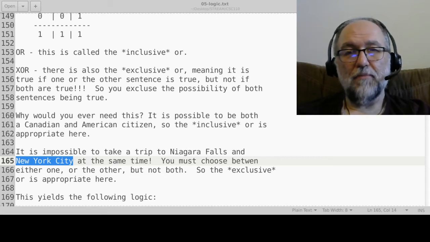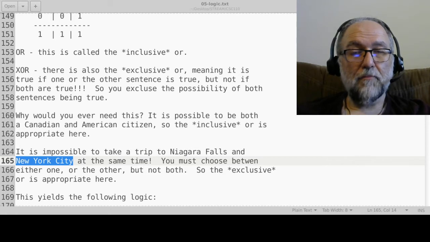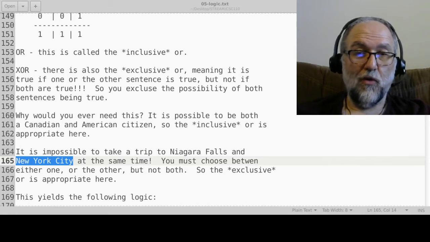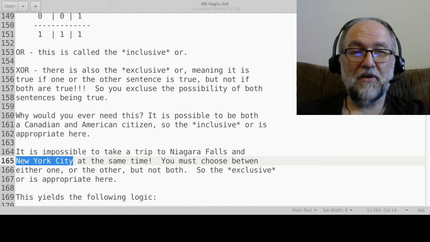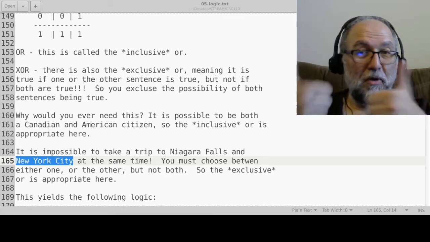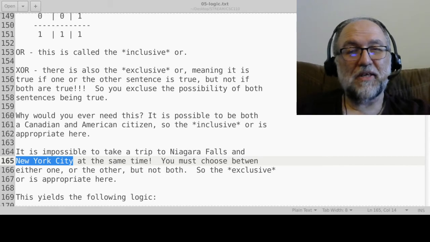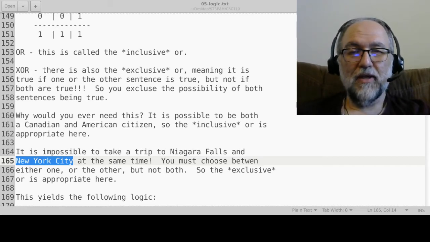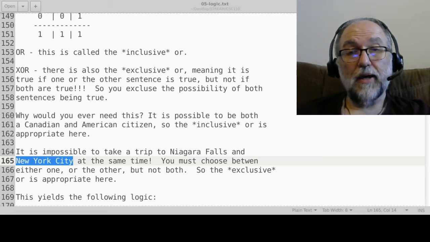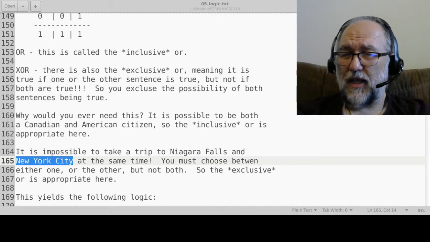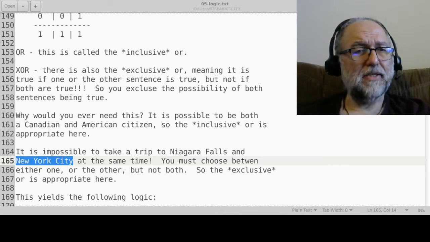Your mind simply knows that you can't be in two places at once, and so your mind automatically knows that you're dealing with an exclusive OR, okay? If someone said you want to go to Niagara Falls and New York City, and you answer back, yeah, we're going to both, well, you can't be in two places at once, so the context resolves the fact that that OR in that case is actually an exclusive OR, okay? But we're going to build a machine that does this, and so we have to be very precise.